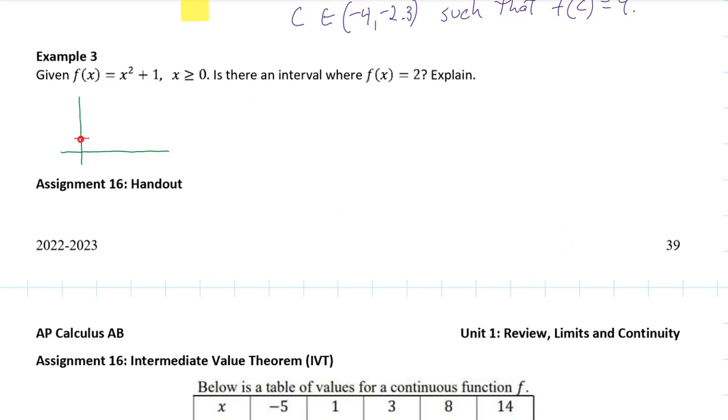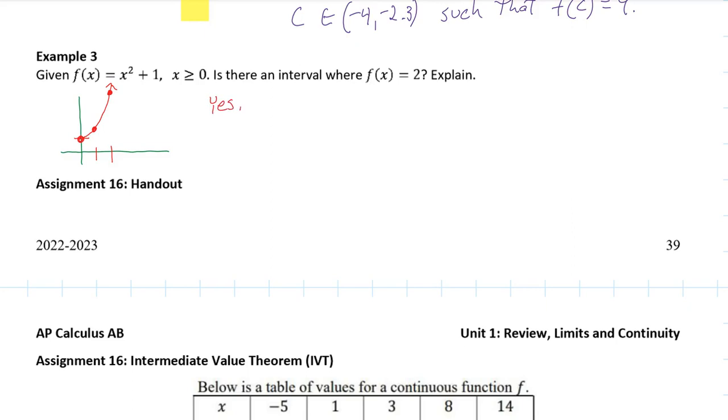And it just keeps going and going and going. If I plug in 1, I would get out a value of 2. Well, there's my f of x equal to 2 right now. If I plug in 2, I get 2 squared, which is 4, 4 plus 1, which is 5. And so this is just a parabola that's going up like that. It continues to go up. But I have enough right there to say this. Is there an interval? Yes, there is.